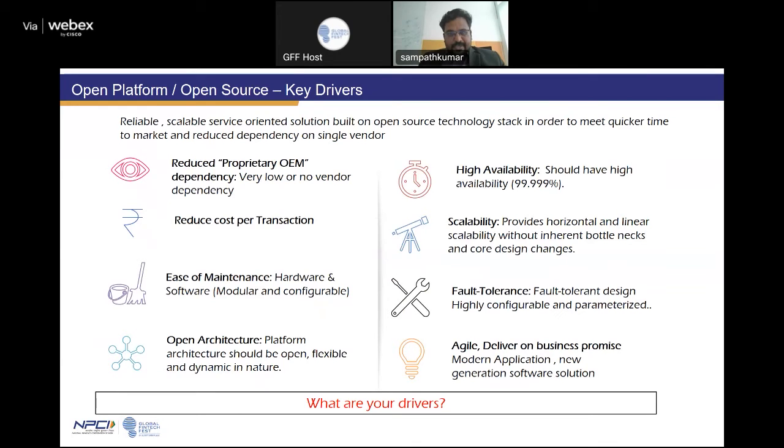And so you have to define your own problems. What are your drivers? If you want to move towards open platform and open source, you have to decide your drivers and then you have to take a call. So these are some of the key drivers which actually pushed us to explore this option of open source.